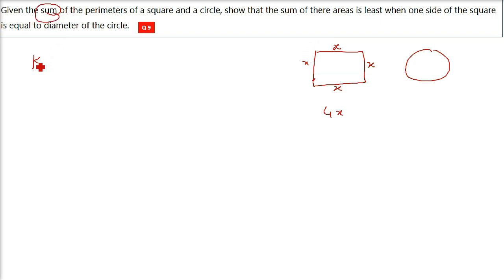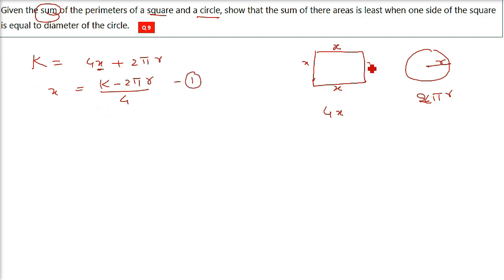So the sum of the perimeters of a square and circle, let us call it k. Square perimeter is 4 into x, and the circumference of the circle is, if you take x as the side of the square and r as the radius of the circle, 2 pi r. From here we would like to find out x in terms of r. So when we take 4x, it will be k minus 2 pi r. When we divide it by 4, then x will be equal to k minus 2 pi r by 4. This is our first equation.